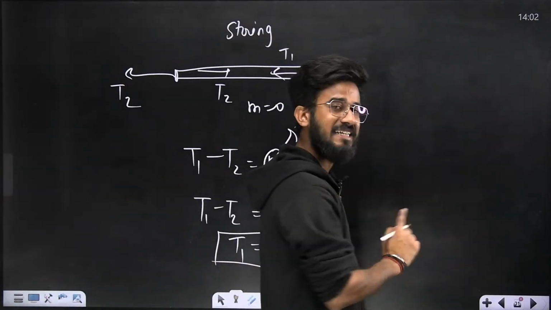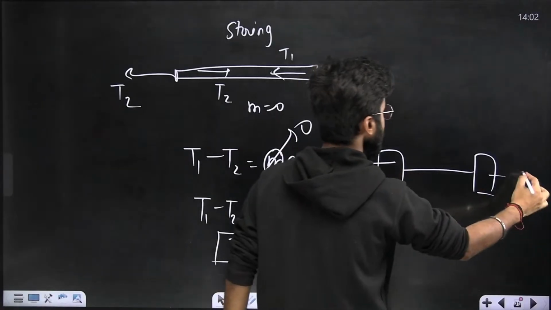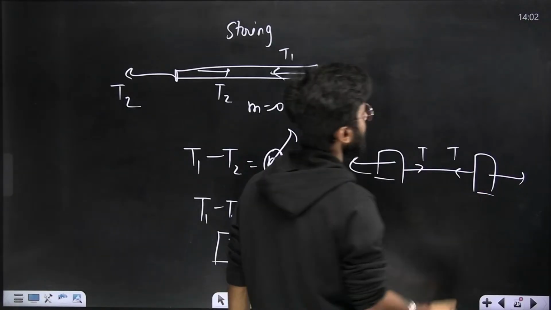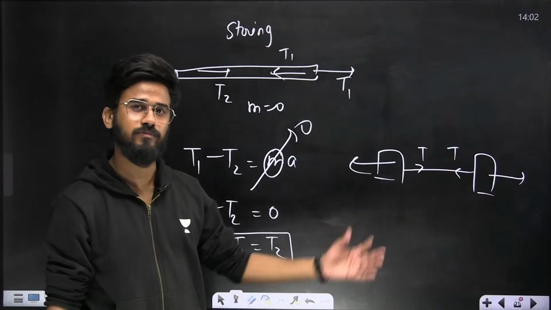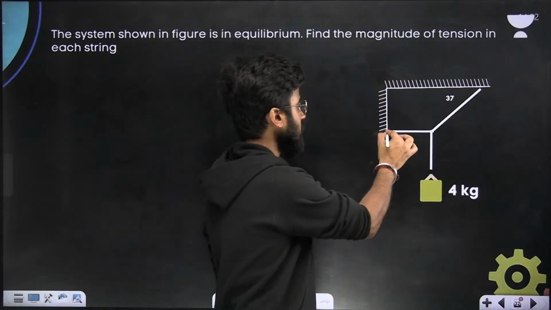So we will not write T1 and T2 if this is a block. If this is the block and it is pulled by these strings, we'll be writing T and T. These are the tension forces, and this is the same in the direction. Okay, now let's move on to the question.